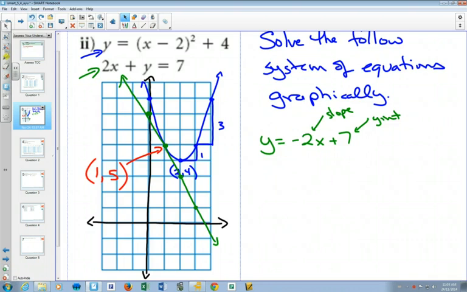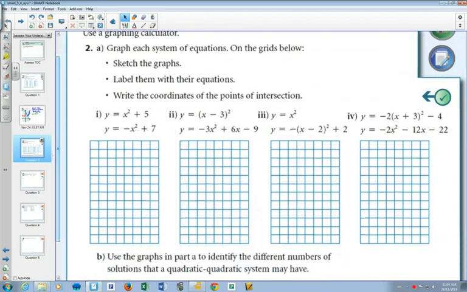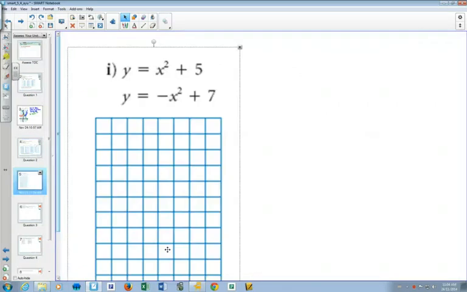I would like you to try 2a part I, the very first one, without your calculator on your own. So that is this one right here. So it's another good one to do without your calculator.